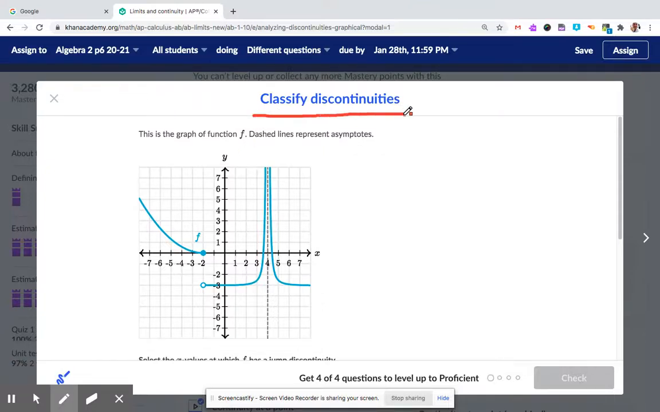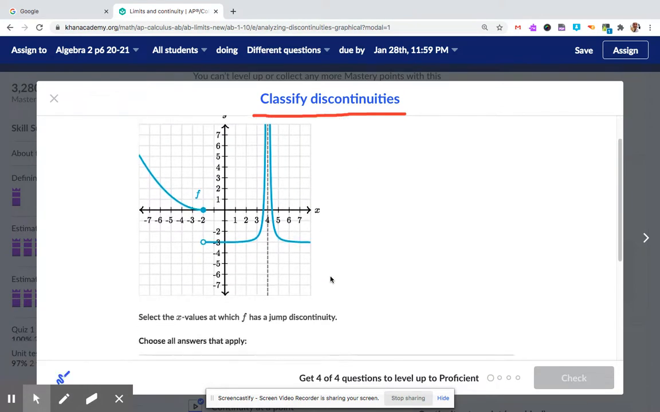Classifying discontinuities. This is terminology or vocabulary when it comes to these graphs, with special regards to limits. This graph is a function of f. Dashed lines represent asymptotes, so we have an asymptote here. Let's go ahead and approach each one as we see it.